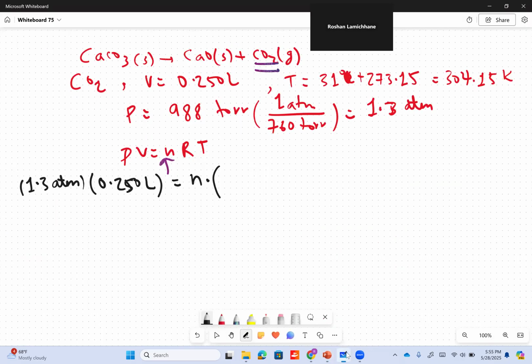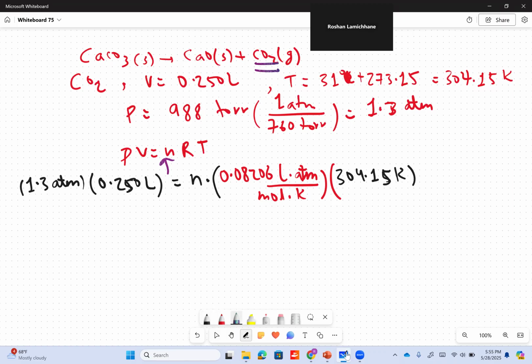Right? So I'm going to use that unit, 0.08206 liter atm divided by mole times Kelvin, times my temperature in Kelvin, 4.15. Now, what's why this constant with this unit works, right?